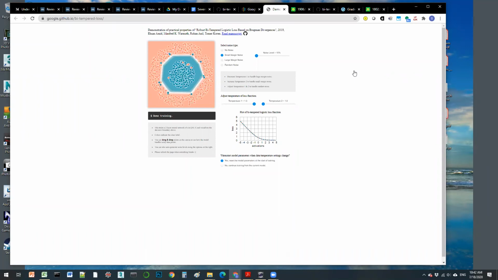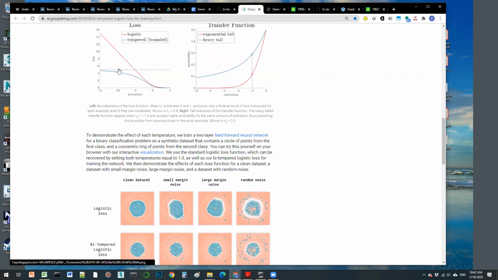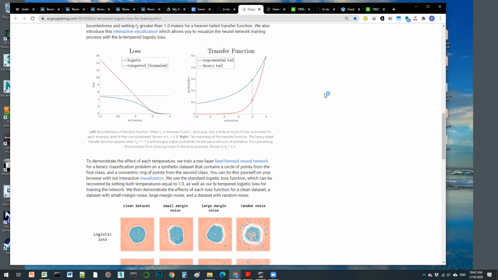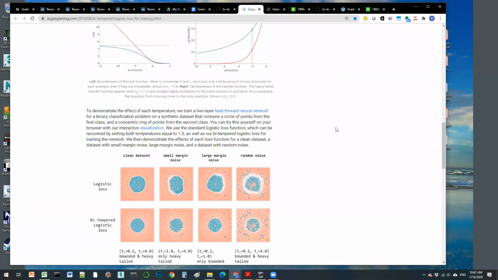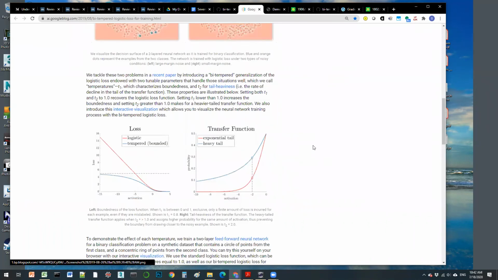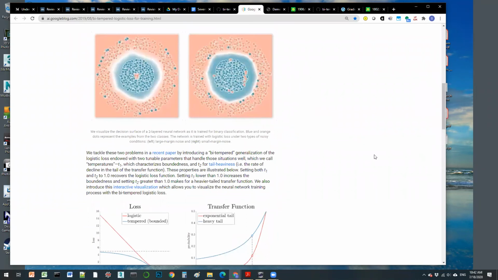And as I said, I haven't yet dug into the math and the reasoning behind why, if you go back, the math behind the temperatures and what they do to the curve of the loss and the transfer function and how that helps. It's somewhat like focal loss, as you can see. It seems to be doing something to the curves when the noise interferes with the algorithm's ability to get a good classification going and prevent it from stretching incorrectly, if you will.